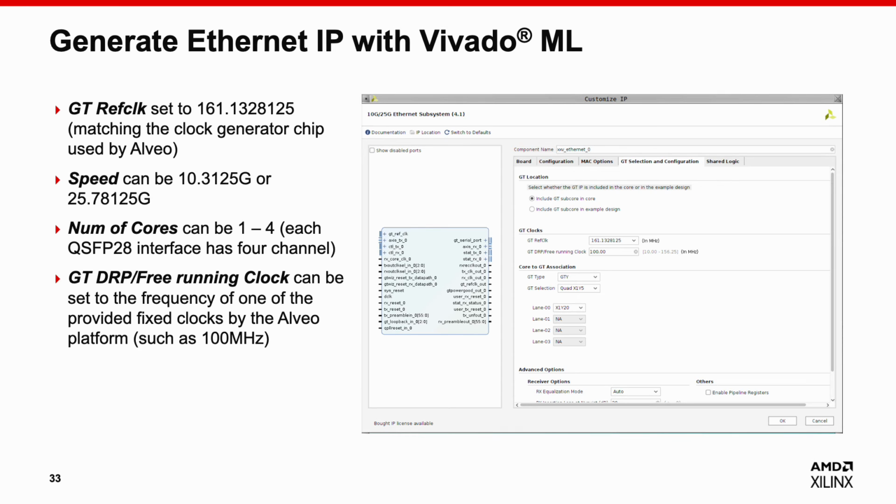For the Ethernet IP generation dialog, it is similar to the Aurora IP too. We need to set some key parameters here. GT reference clock, which is set to about 161 MHz. Lane speed can be set to 10 GHz or 25 GHz. Number of lanes or cores can be set to 1 to 4. And the GT free running clock, which can be set to 100 MHz, just like the initial clock in Aurora case.